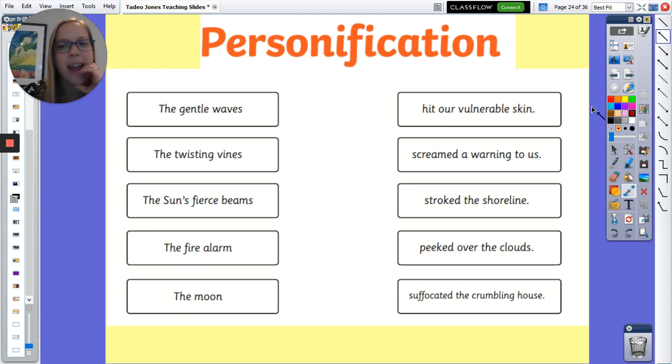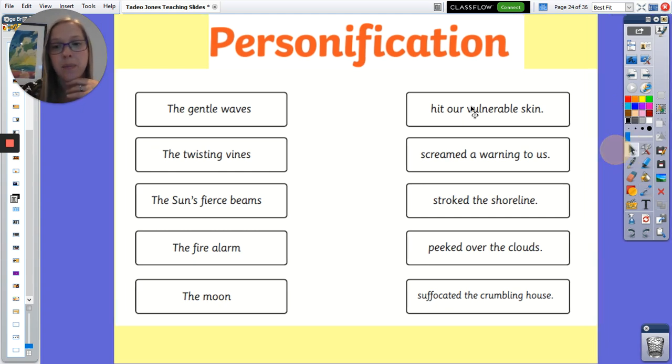So the gentle waves. Now, if you think about in personification, you have to have a verb. You have to have a verb for something that that object did. Okay, so let's think about what waves might do. They're gentle, they're not fierce and rocky. So that adjective gentle really gives us a clue as to what kind of verb you might do. So you're looking for a verb that matches that adjective, a verb that is gentle. So let's look at our options. We've got some verbs here. We've got hit, scream, stroke, peek, or suffocated. Which one of those do you think goes with gentle waves?